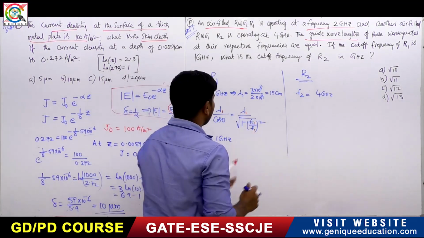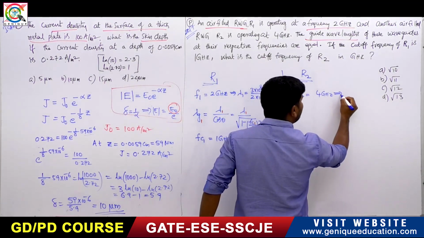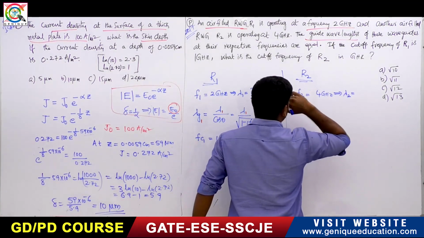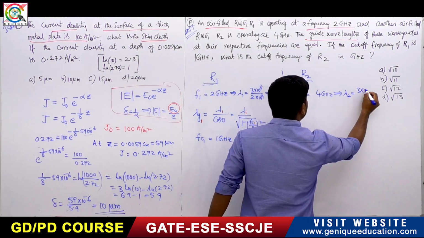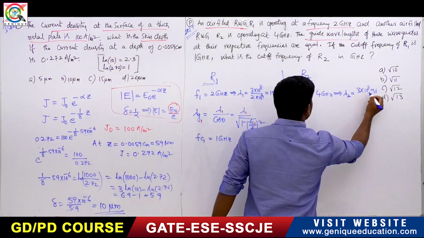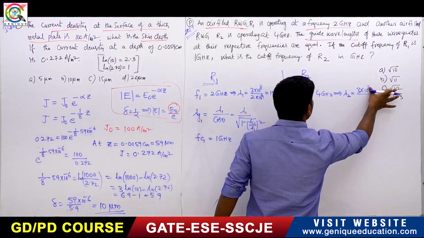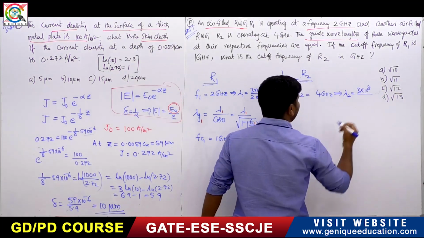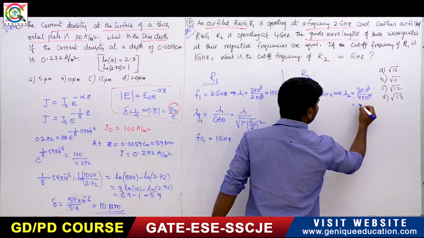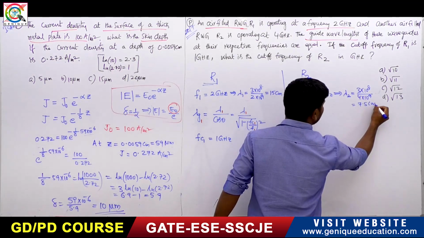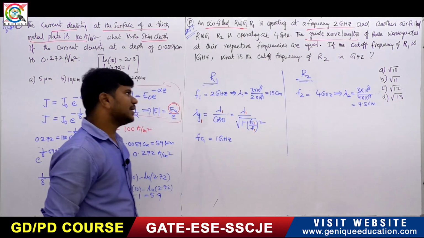And what will be lambda 2 here? Lambda 2 is equal to 3 into 10 power 8 meters per second divided by f. Now f is how much? 4 into 10 power 9. So this will be 7.5 centimeters. Here lambda 1 and lambda 2 are calculated.